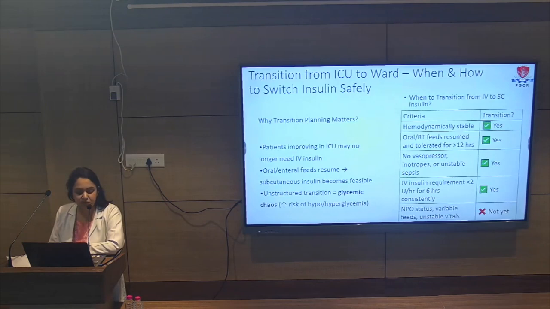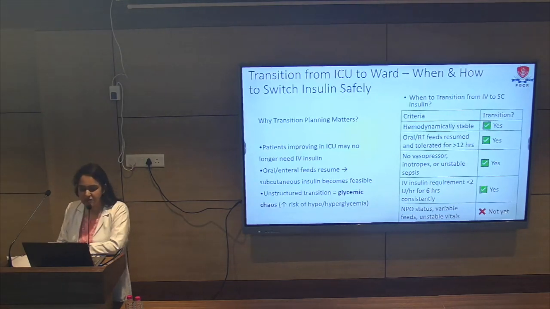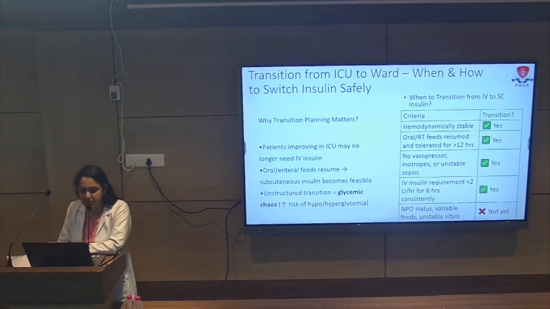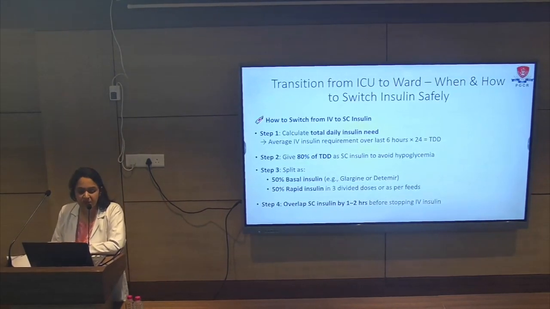Now, why does transition planning matter? Because the patient is improving in ICU and may no longer need IV insulin. Once oral or enteral feeds resume, subcutaneous insulin becomes more feasible. An unstructured transition may lead to glycemic chaos with increased risk of hypo or hyperglycemia. So when do we transition the patient from IV to subcutaneous? When the patient is hemodynamically stable, oral or RT feeds have been resumed and tolerated, the patient is not on any vasopressor or inotropic support, and IV insulin requirement has been less than 2 units per hour for 6 hours consistently.